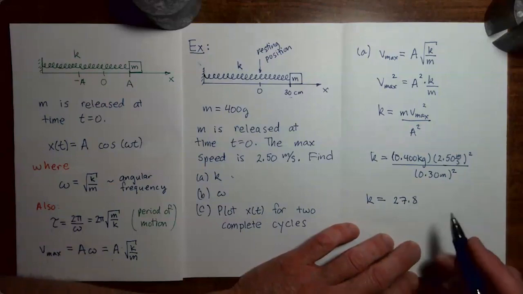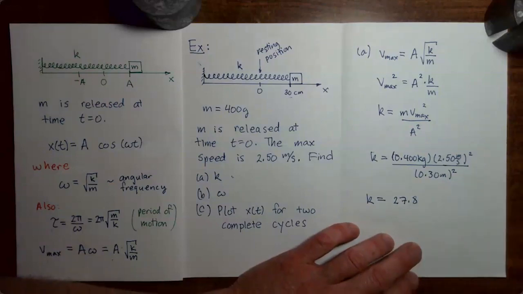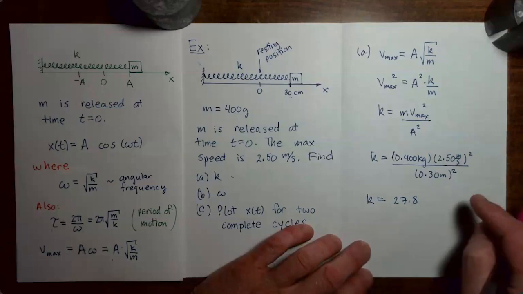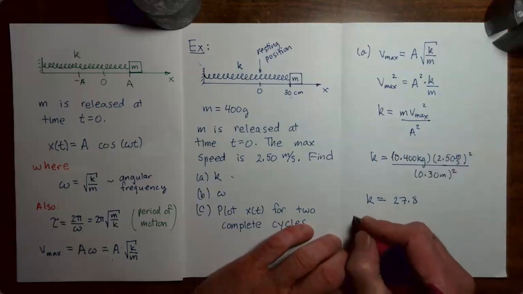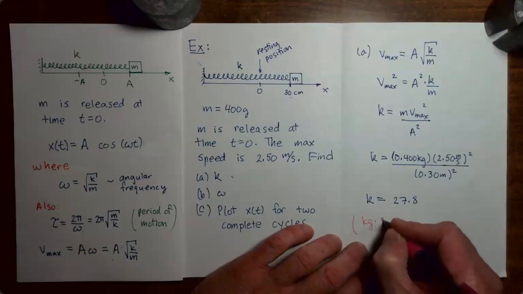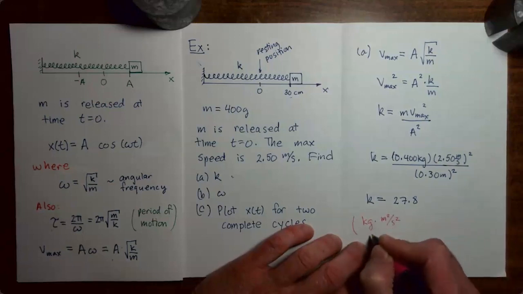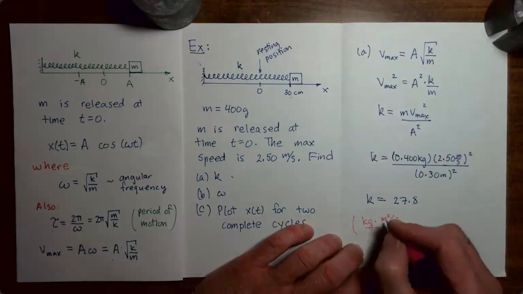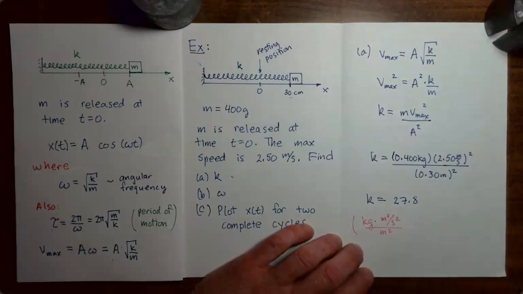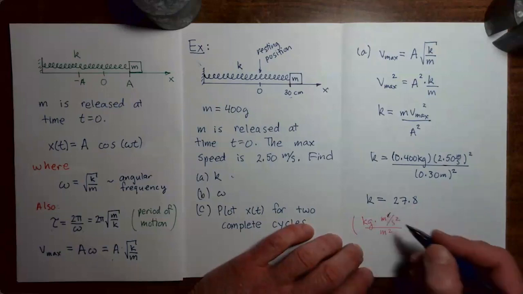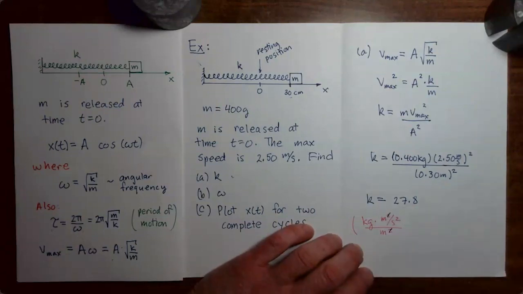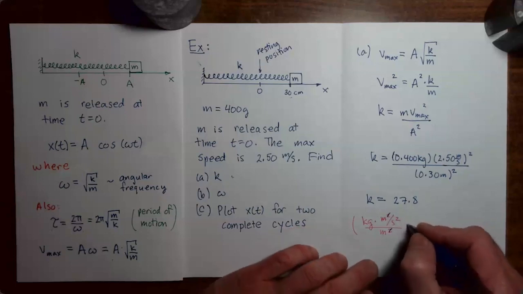27.8. Now let's check and make sure that we have the proper unit for spring constant. I'm going to take all of the units here and copy down to here. So I have then kilograms times meters squared over seconds squared in the numerator, and then meters squared in the denominator. So what I will do here is cancel one factor of meters in the numerator with one factor of meters in the denominator.